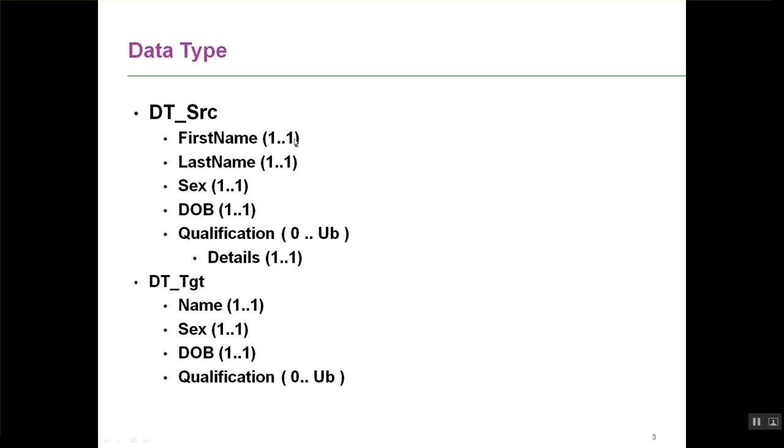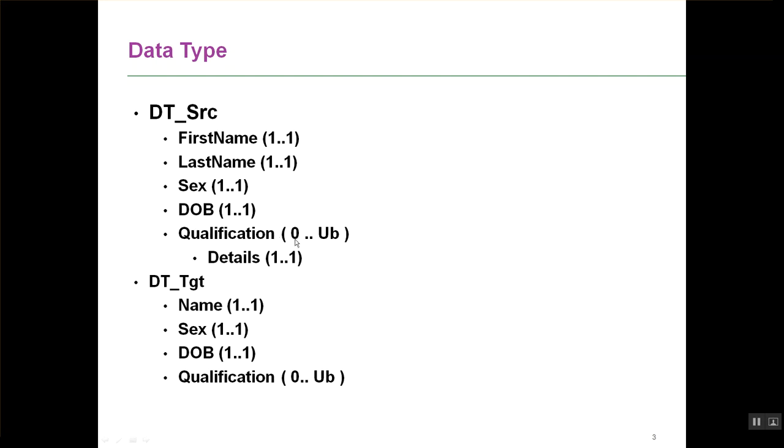1.1 means it is mandatory. The first name has to occur mandatorily. The last name has to occur mandatorily. The sex of the employee, the date of birth of the employee, and all of these four fields are mandatory fields. And then what are the qualification of the employee, right?